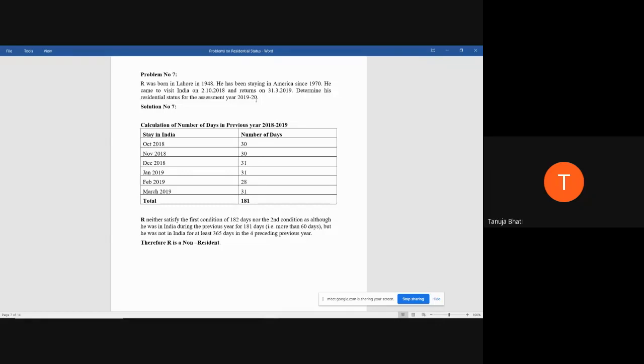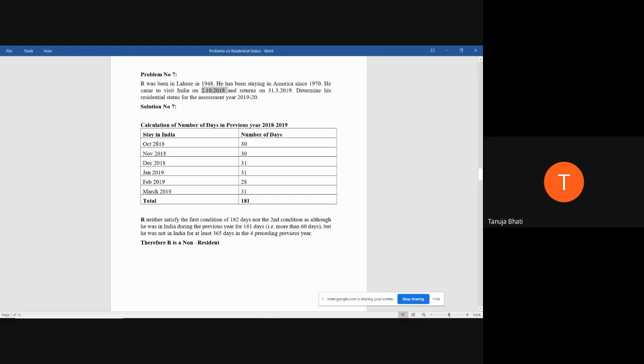Now, if the assessment year is 2019-20, what is going to be the previous year? Previous year is going to be 2018-19. So whenever we have to check the residential status, first we have to go to section 6 subsection 1 where basic conditions are laid down. Under that we have to see clause A, and clause A speaks about the person's stay in the previous year should be 182 days or more. So let us see. Now he's coming to India on 2nd October, so in the previous year 2018-19.